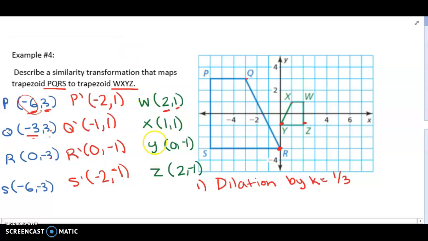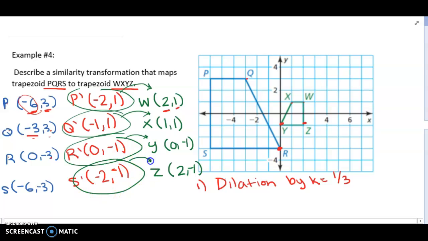If I look from my P prime to my W, from my Q prime to my X, R prime to my Y, S prime to my Z, what you'll notice is that this goes from a negative to a positive. My last one stays the same. This goes from a negative to a positive. My last one stays the same. Well, 0 is just 0. My last one stays the same. This goes from a negative to a positive. My last one's the same.